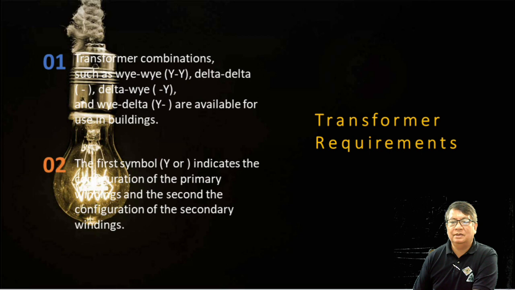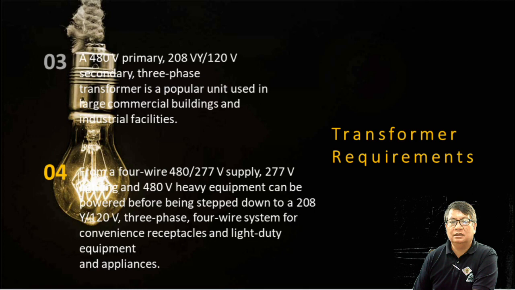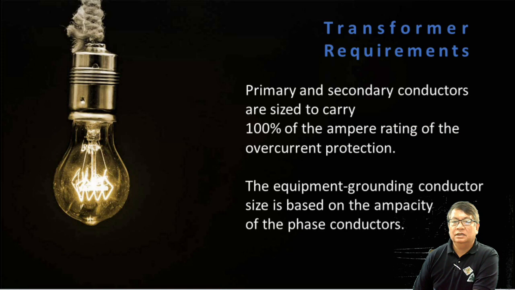So, ano pa bang importante dito sa mga transformers? So, paki-go over with these transformers. Okay, primary and secondary conductors are used to carry 100% of the ampere rating of the overcurrent protection. The required grounding conductor size is based on the ampacity of the phase conductors. Okay, so we have that one.